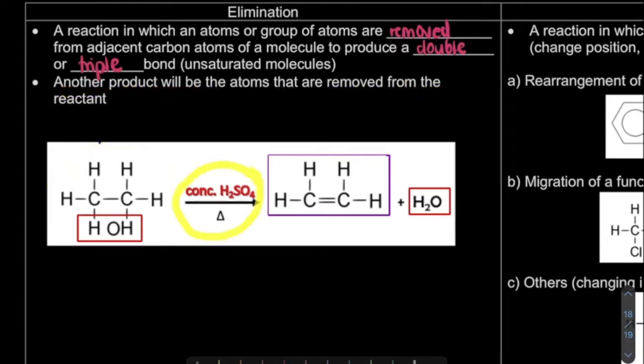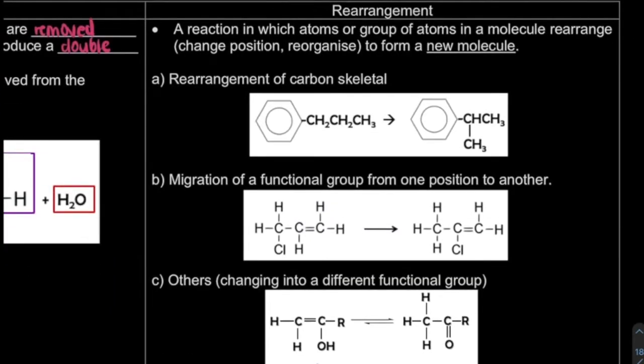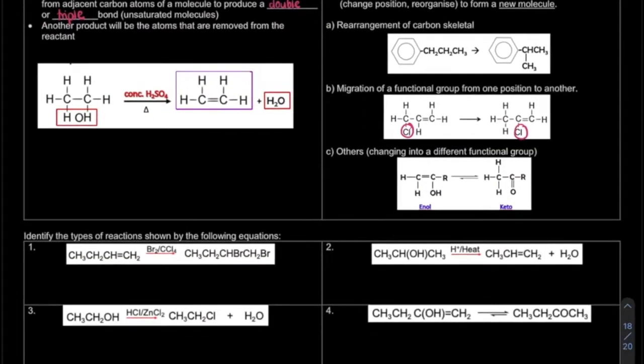And then, we look at this, which is the case of dehydration of alcohol. So we will remove our water. What will remain? Alkene. And another product is our water, which has been removed from our alcohol. Last but not least is the rearrangement, where we are going to rearrange to form a new molecule. In A, we see our straight chain become branched. In B, the functional group changes position. Chlorine changes position. The alkene remains the same. And last, we change to a different functional group, from alcohol to ketone. So that's the last of it.